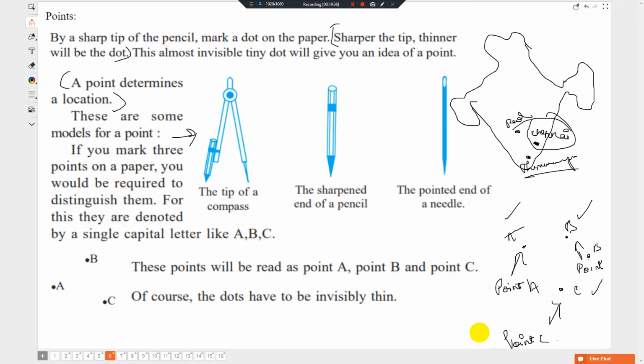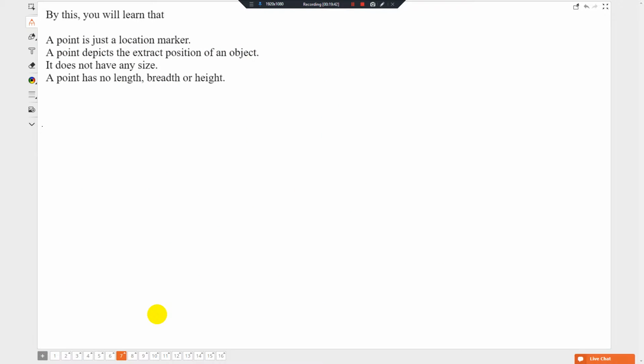So that's how we name a point. Now, by this, you will learn that a point is just a location marker, right? A point depicts the exact position of an object. It doesn't have any size. A point has no length or height. We have learned about this.